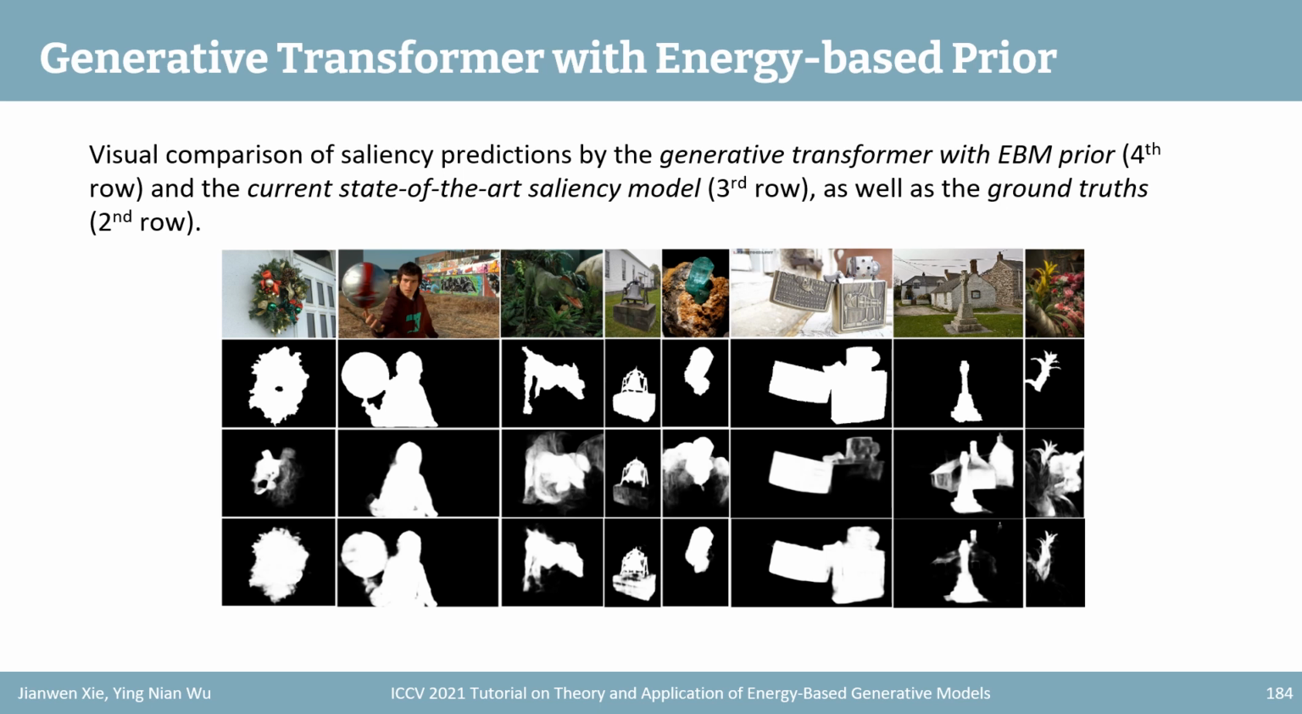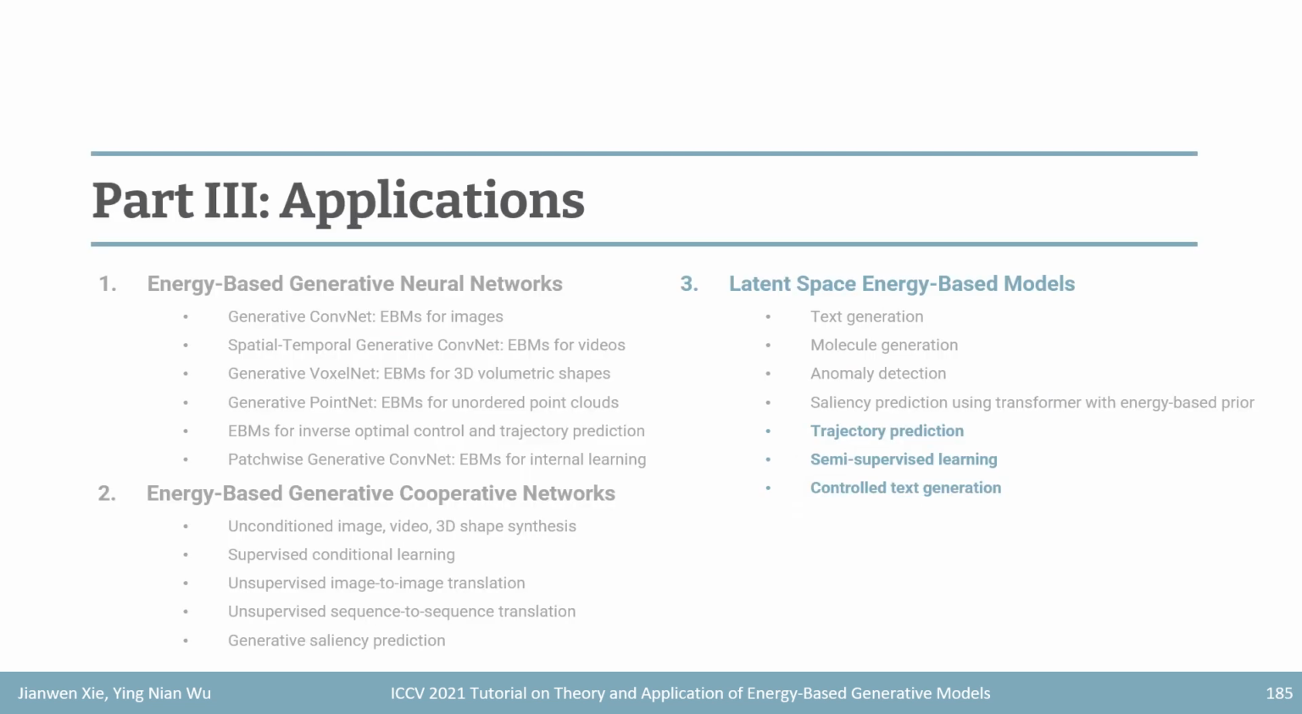Here are some qualitative results. The first row shows input images, and the second row shows the ground truth. The third and fourth rows show results of the current state-of-the-art saliency model and the generative transformer with EBM prior. The rest of the applications will be presented by Dr. Wu.